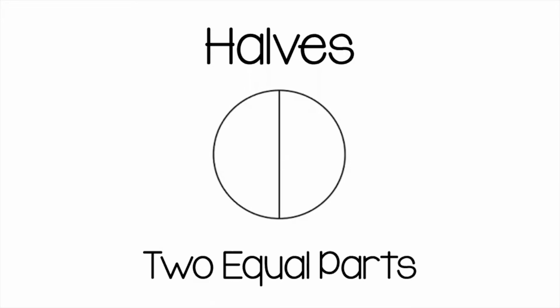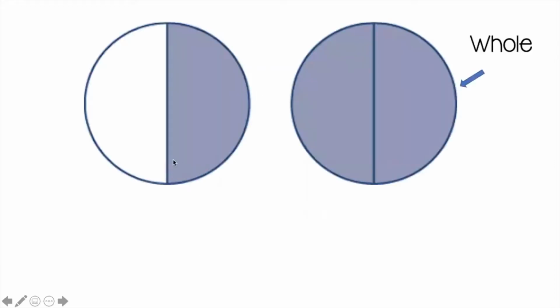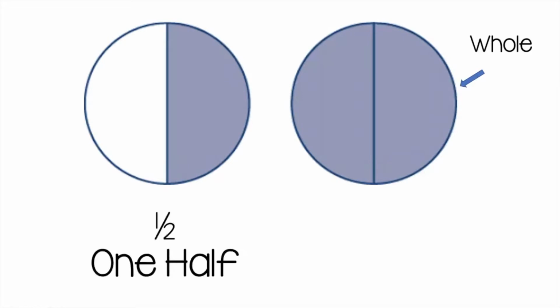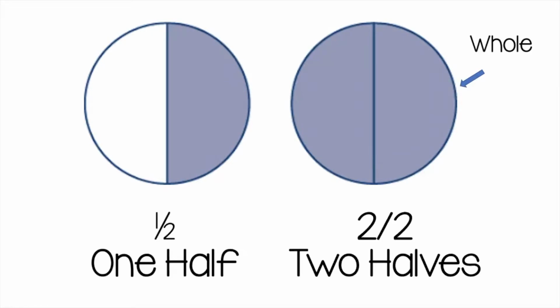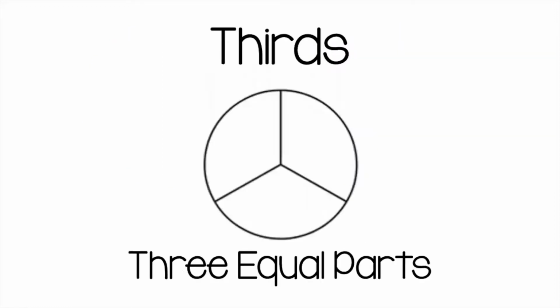When we have two equal parts, we talk about halves. When one part is shaded in, we have 1/2. When both parts are shaded in, we have 2/2. Notice when both halves are shaded in, the whole circle is shaded in. So 2/2 makes a whole.